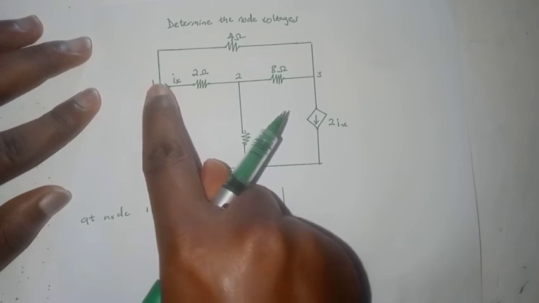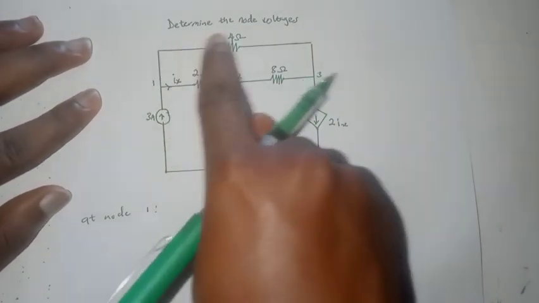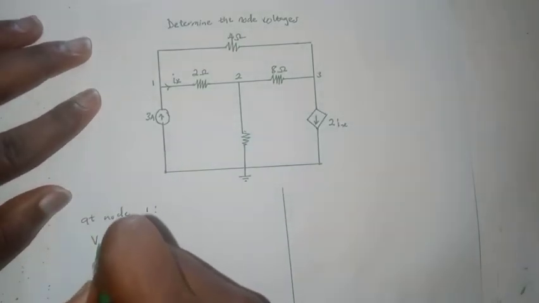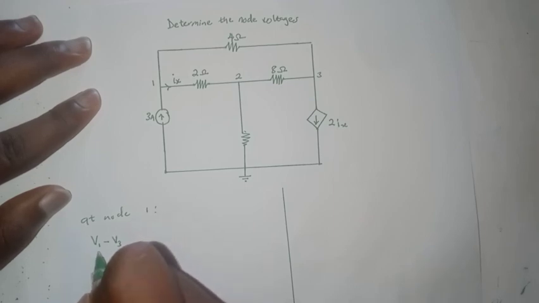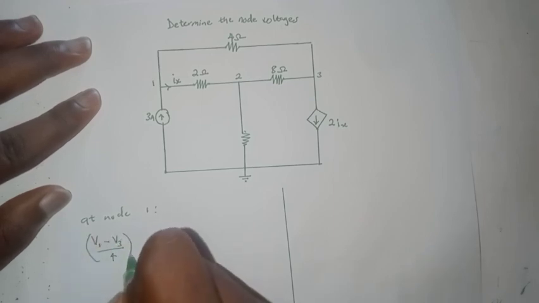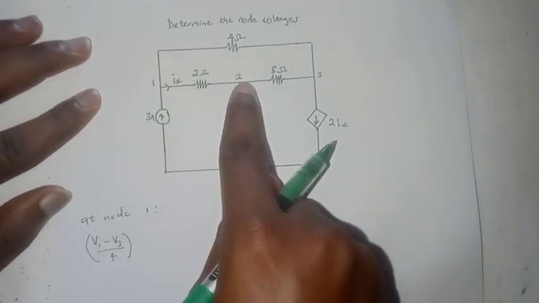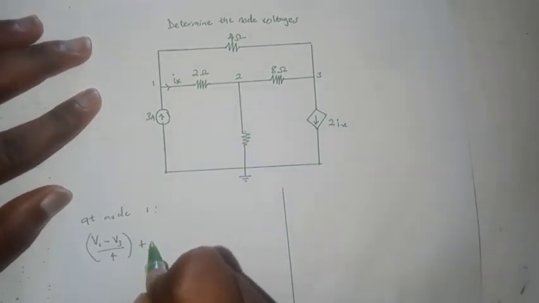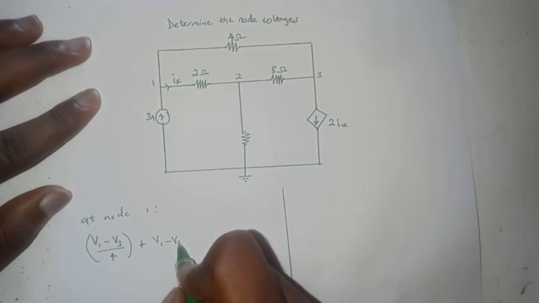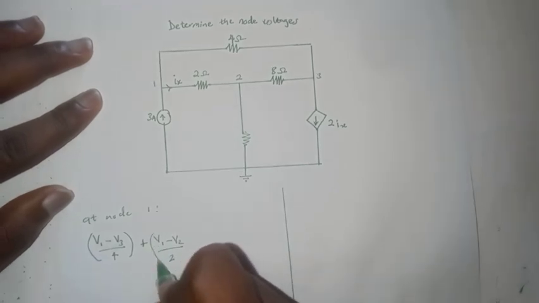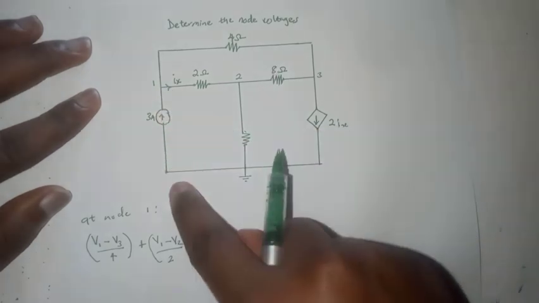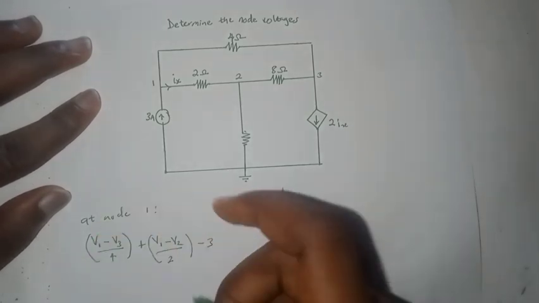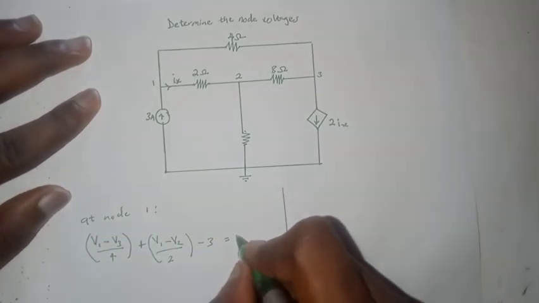we have the current flowing out of node 1 through this branch. That will be V1 minus V3 divided by 4. Then we have the current flowing out of node 1 through this branch. That will be V1 minus V2 divided by 2, plus V1 minus V2 divided by 2. Then we also have the current flowing out of node 1 through this branch, and that will be minus 3, because the current is not flowing out, it's actually flowing in, so it will take a negative sign, equals 0.